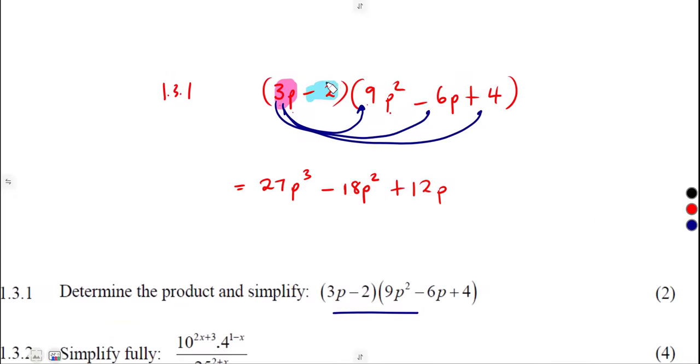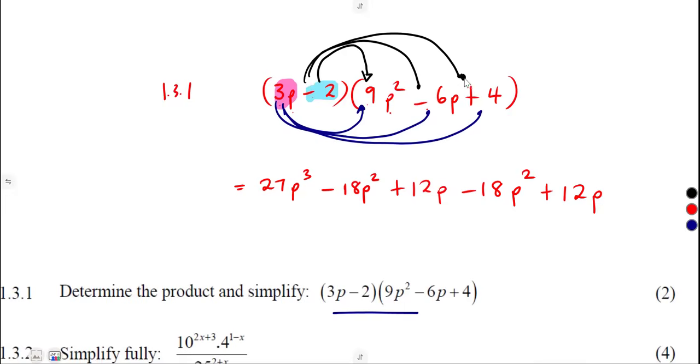We move on to the negative 2. The negative 2 multiplies the 9p squared. So that's negative 18p squared. All right. The negative 2 multiplies the negative 6p. Negative times negative, that's a positive. So 2 times 6, that's 12p. All right. Negative 2 multiplies the positive 4 here. So negative times positive, that's a negative. So it's going to be negative 8 there. All right. So this is what you're going to have.